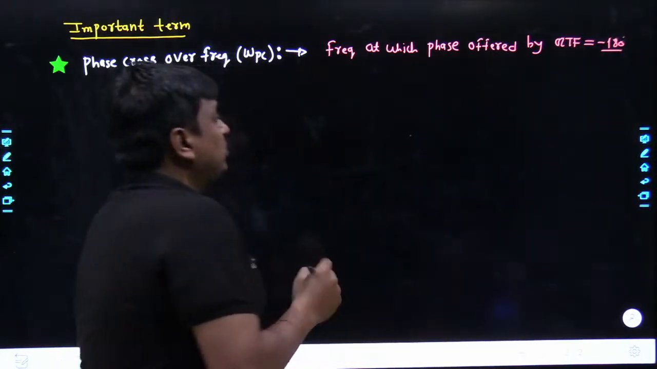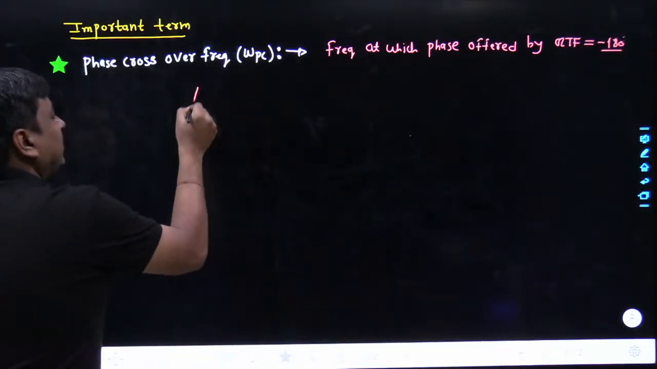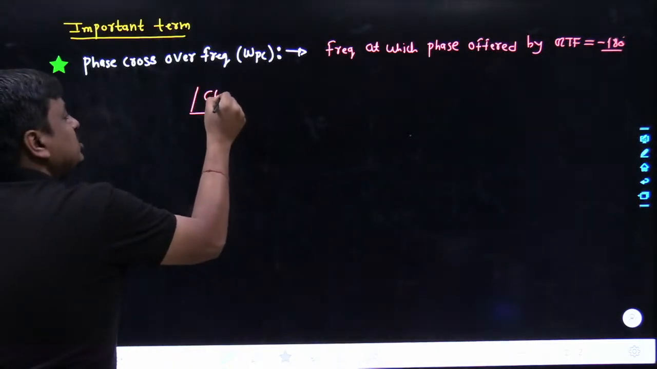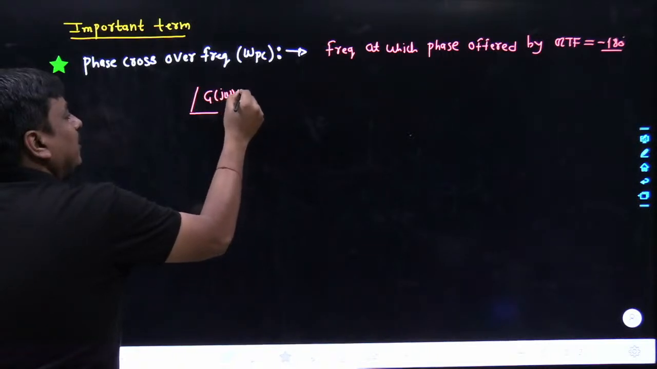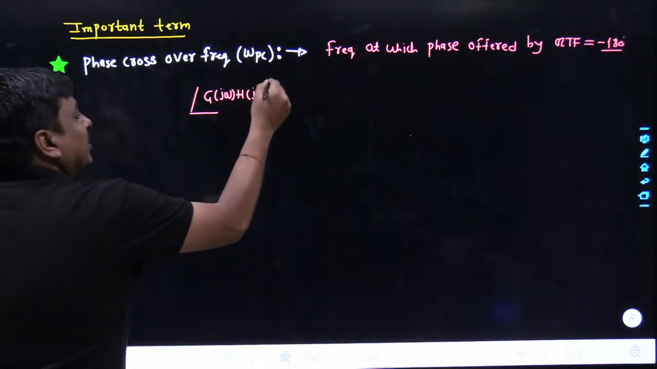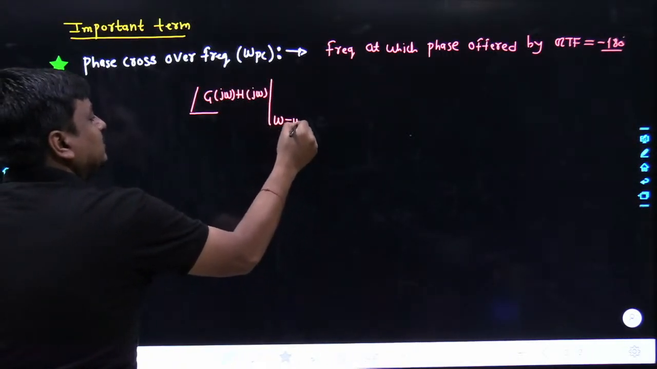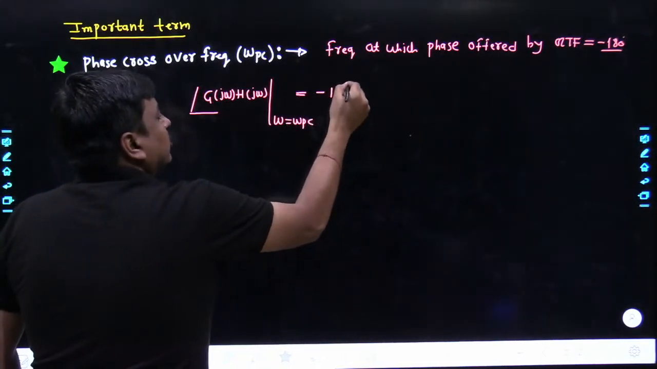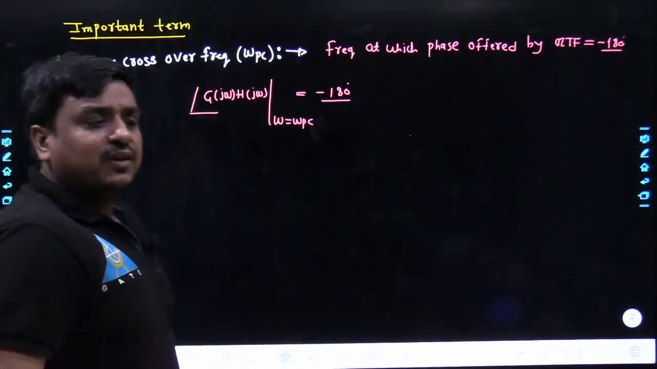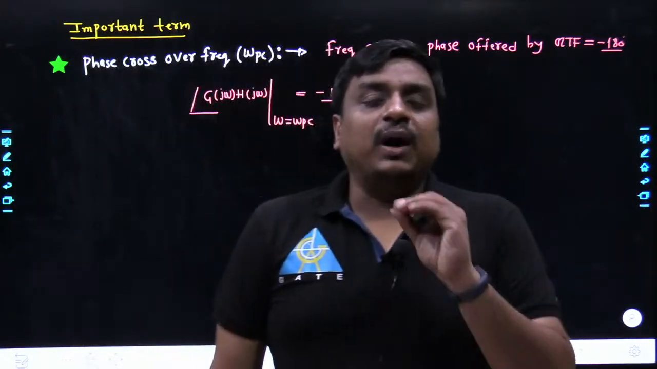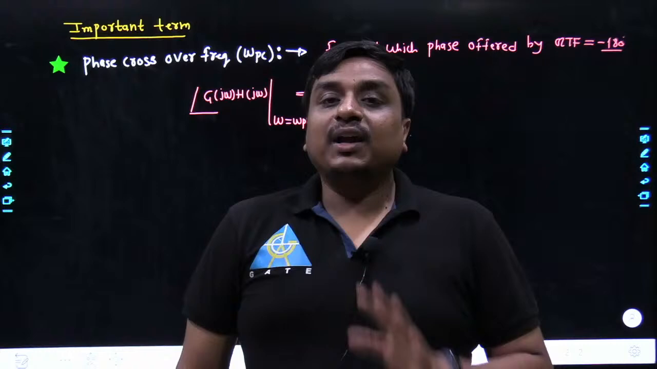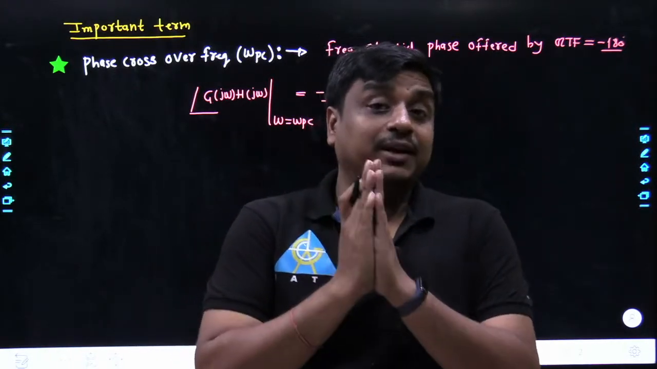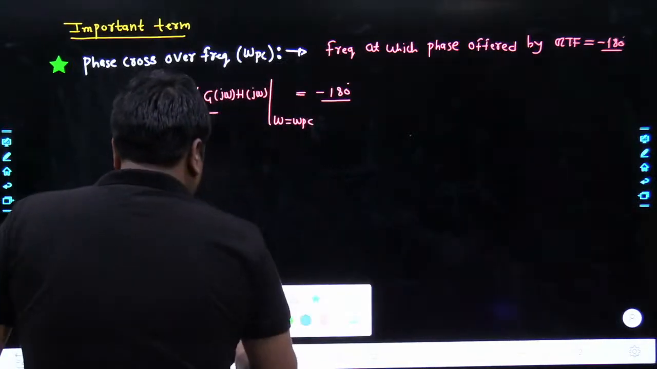If mathematically you would like to write this, it would be simply the phase offered by the OLTF in the frequency domain, G(j omega) H(j omega), precisely at omega equals omega PC, is minus 180 degree. Agreed? So whenever I refer to omega PC, by default one thing should come to your mind: omega PC is the frequency at which the phase offered by the OLTF is precisely minus 180 degree.